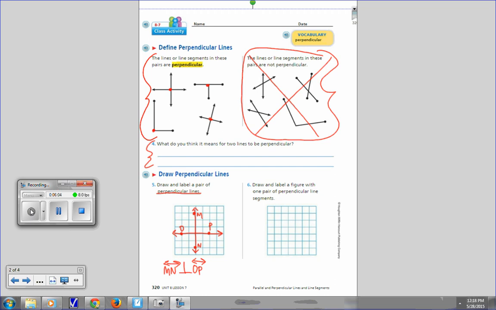Now over here, it says draw a figure with one pair of perpendicular line segments, and one in particular comes to mind for me. And if I were to label this, I would say line segment XY is perpendicular with line segment YW.